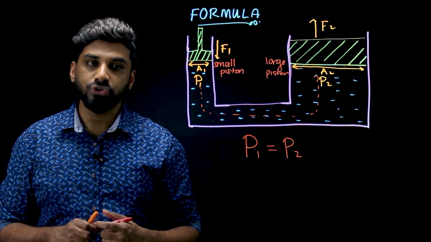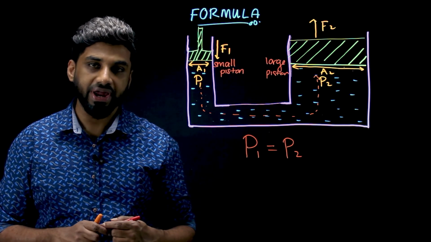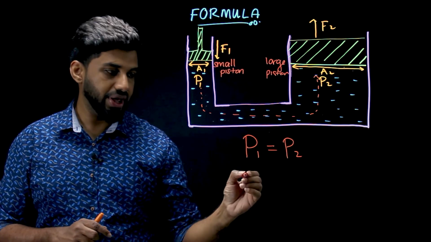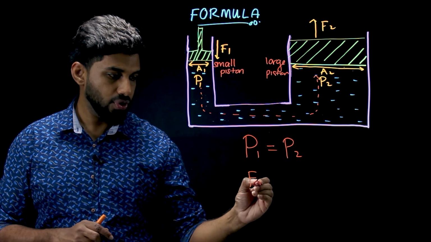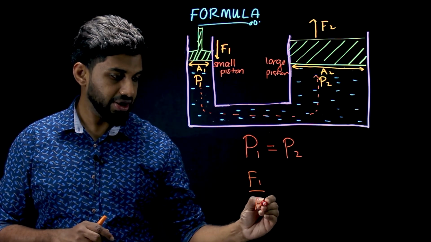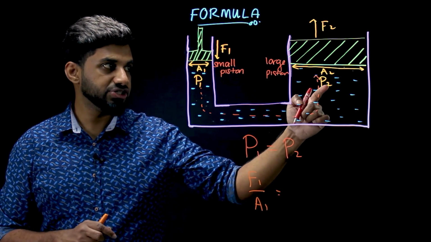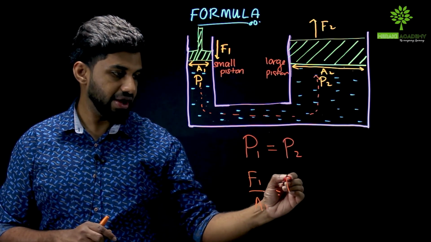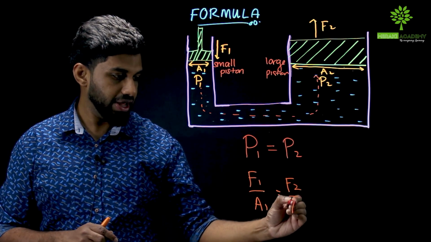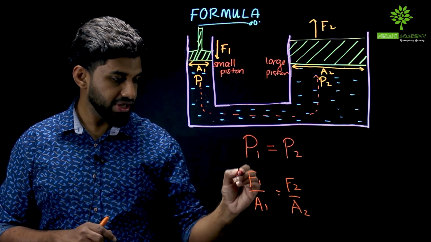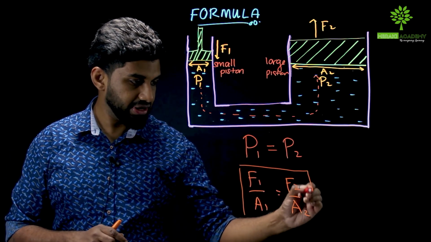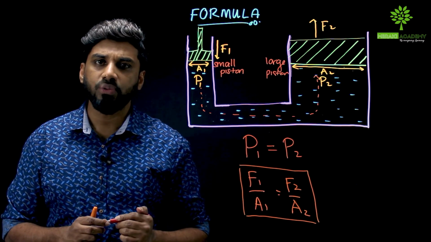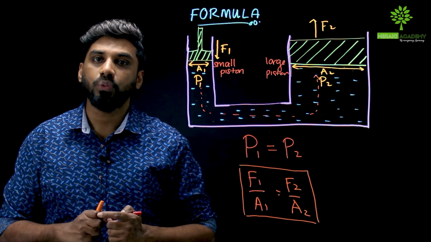Now, we also know that pressure equals force over area. So P1 equals F1 over A1, and on the other side, pressure P2 is due to F2 over A2. Therefore, we end up with a formula that relates to Pascal's principle, which says that F1 over A1 equals F2 over A2.